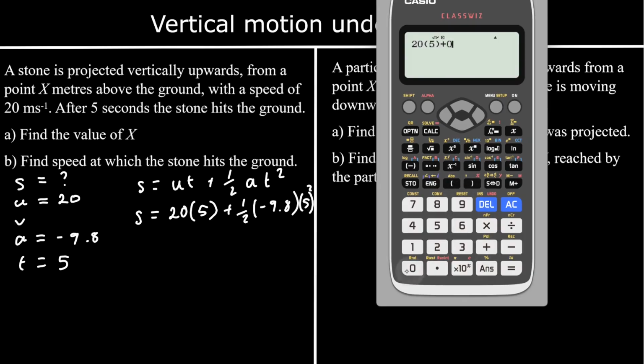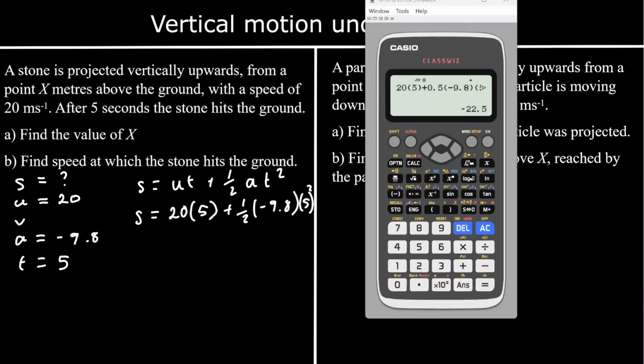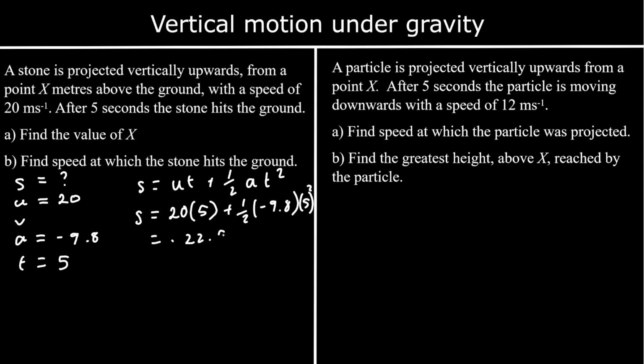So ut plus half at squared. And we get minus 22.5. So it's gone down 22.5 meters. So the value of x is 22.5. So x is 22.5 meters. That's three significant figures, which is okay, but if you give your answer to two significant figures, it will be 23.